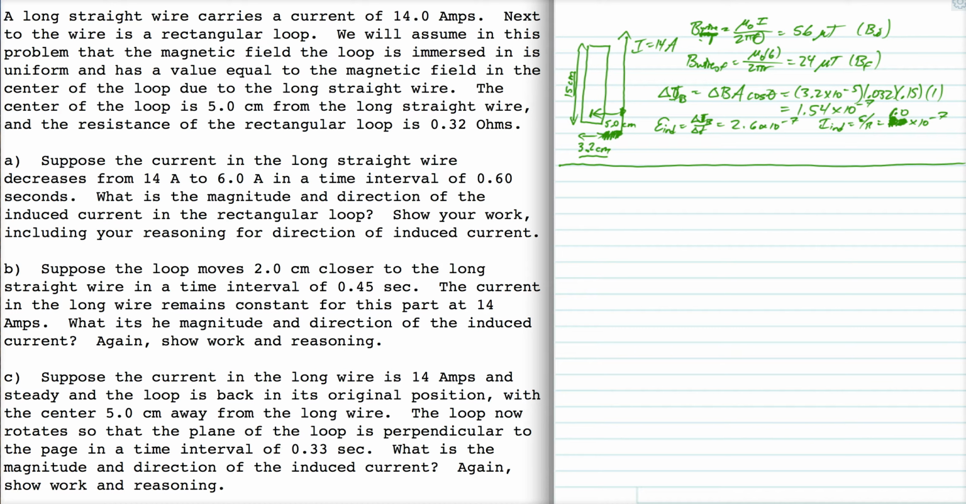Alright, now to get the direction of it, well, our reasoning goes that delta phi B, now in this loop, the external field is going out of the page, but it's decreasing as the current in the wire decreases. Therefore, the induced EMF tries to replace those dots that are being lost. If your induced field is out of the page like this, then that only happens if the current's going around counterclockwise. So the induced current is 8.0 times 10 to the minus 7 amps in a counterclockwise direction.